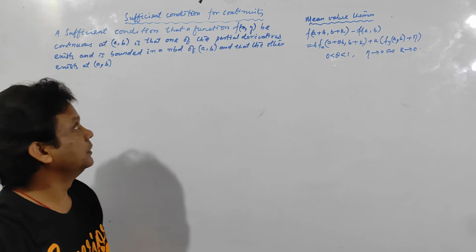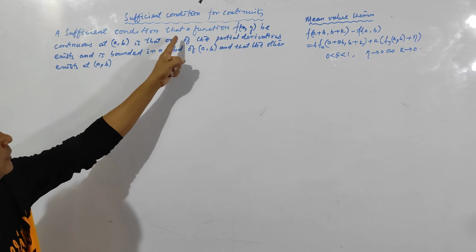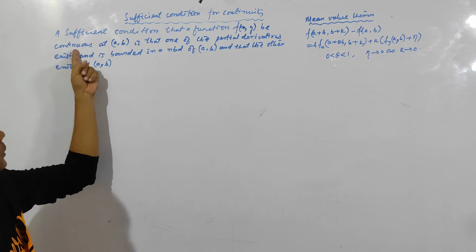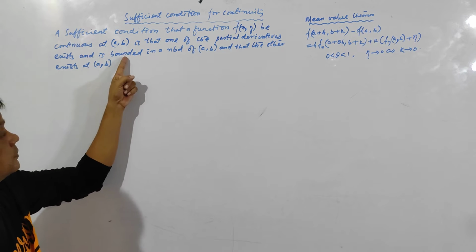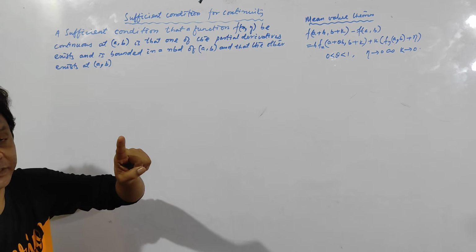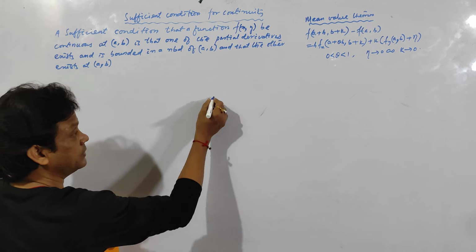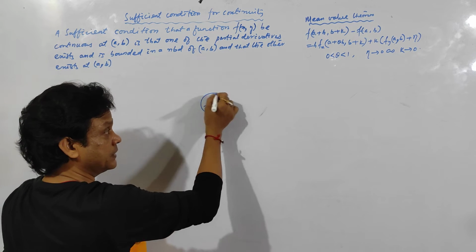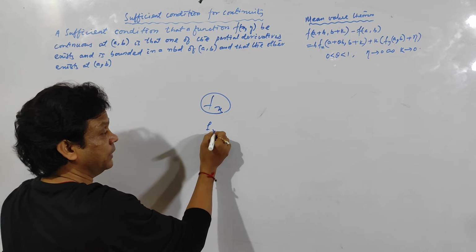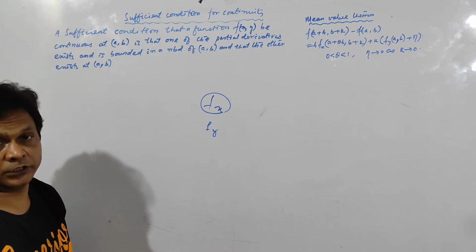See here. This is the sufficient condition of continuity. A sufficient condition that a function f of xy be continuous at (a,b) is that one of the partial derivatives exists and is bounded, and the other one simply exists. That means if fx exists and it is bounded, and fy only exists, then the function is said to be continuous.